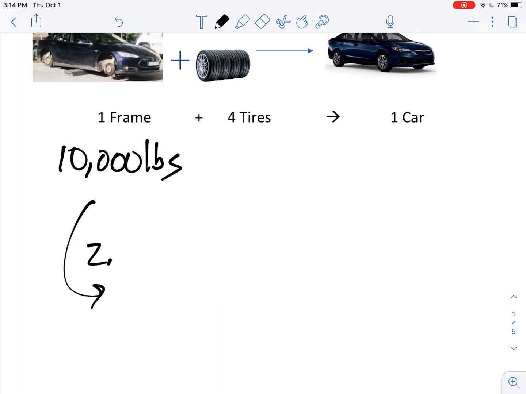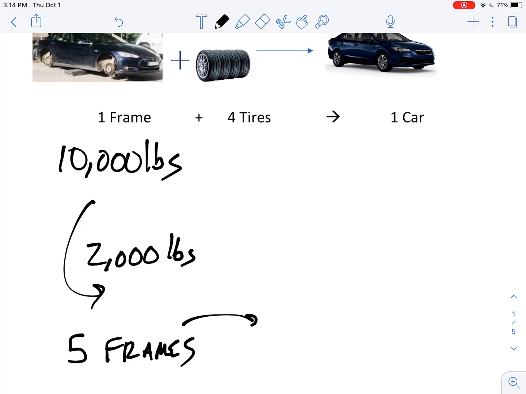So let me tell you that, let's say a frame weighs 2,000 pounds. So if I have 10,000 pounds of frames and each frame weighs 2,000 pounds, you should be able to figure out pretty easily that that is 5 frames. Oh, okay. Well, that means I have 5 frames. Now I get it by a 4-to-1 ratio. I'm going to need 20 tires.